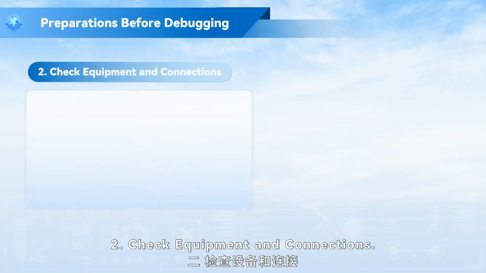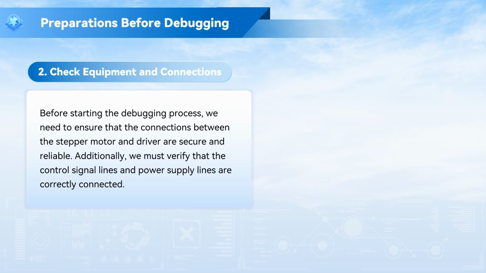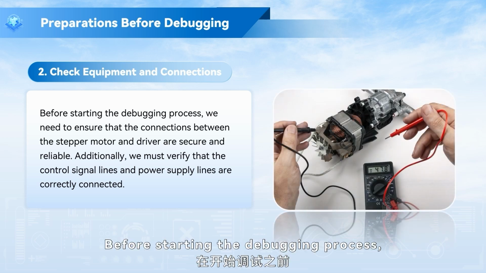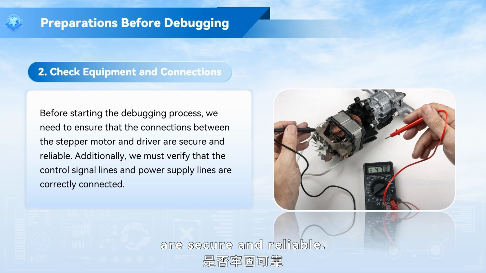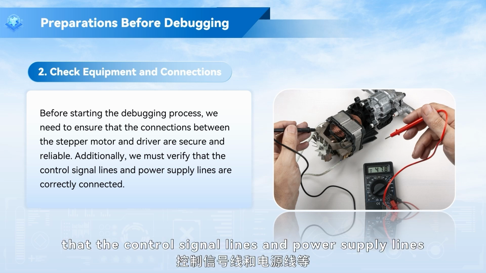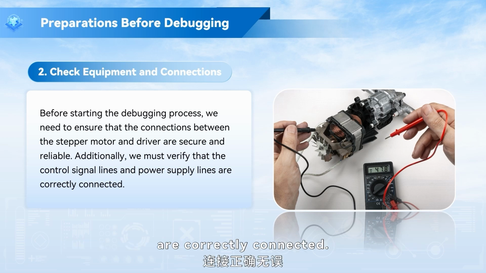2. Check equipment and connections. Before starting the debugging process, we need to ensure that the connections between the stepper motor and driver are secure and reliable. Additionally, we must verify that the control signal lines and power supply lines are correctly connected.